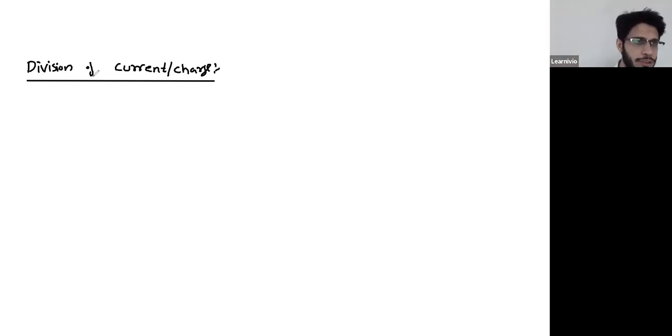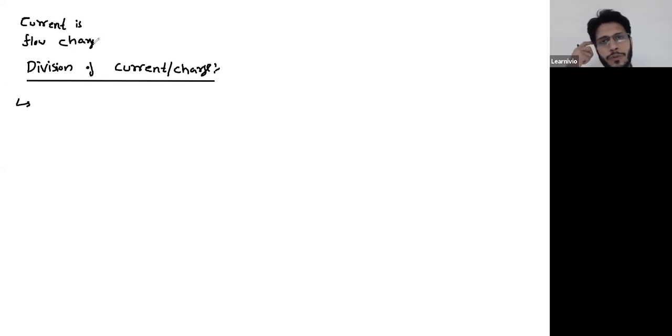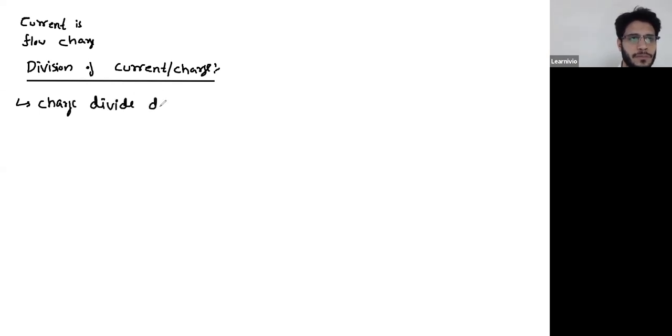So the first thing is you have to decide how a charge divide in your circuit. So remember, current and charge divide in the same way. See, current is flow of charge. Current is just flow of charge. That's it. So whatever rules we have for charge are same valid for current. So charge divides due to branching. These rules are not given in NCERT, but without these rules, you can't solve numericals based on series and parallel combination. So charge divides due to branching.